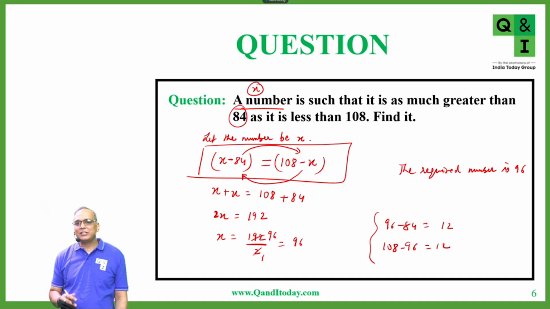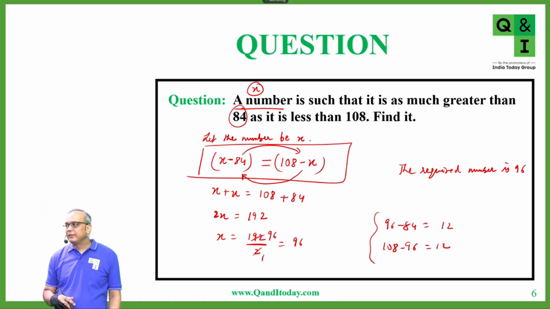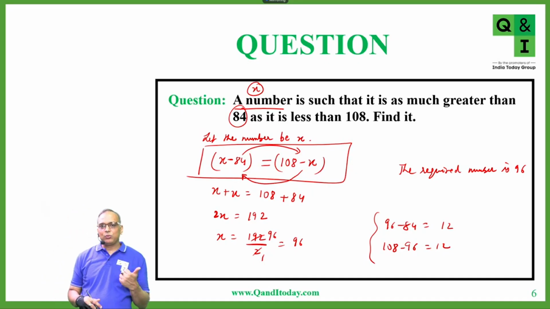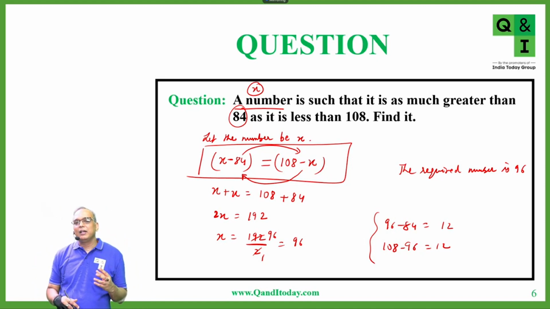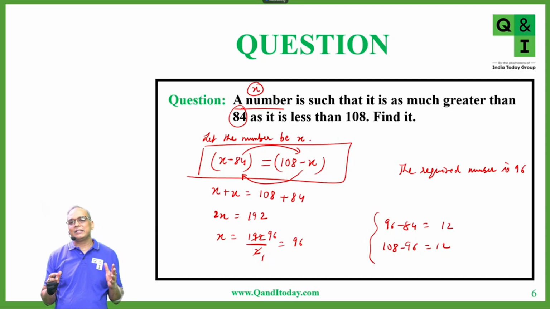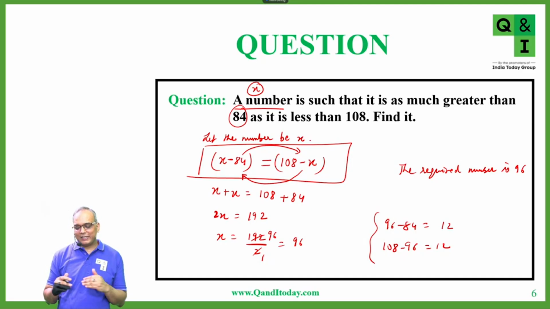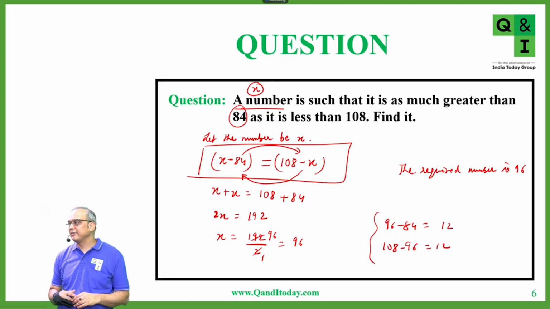Is it clear, students? All the steps: note what is given, note what you have to find, assign a variable to the number which you have to find, write the statement in the question in mathematical form as an equation, then solve the equation and get the answer, and then check the answer. Everything clear?